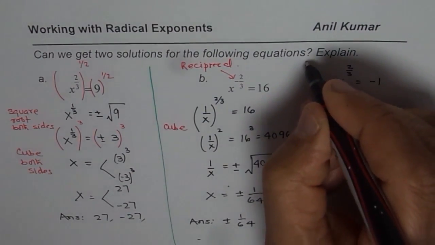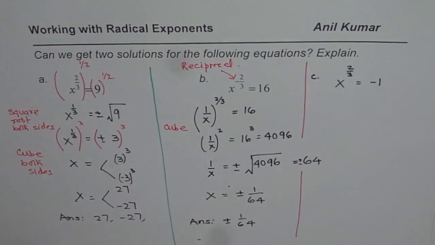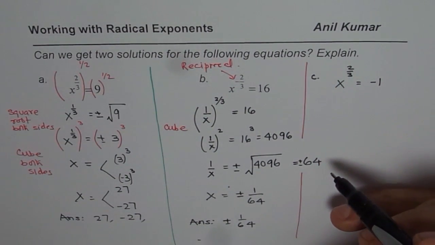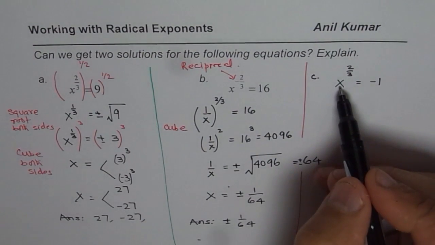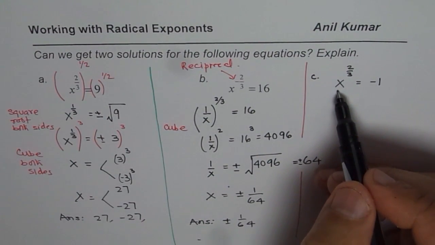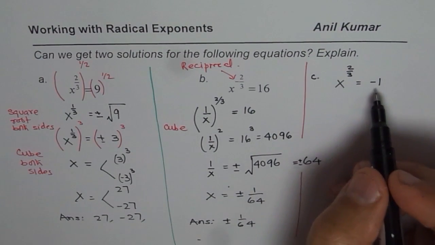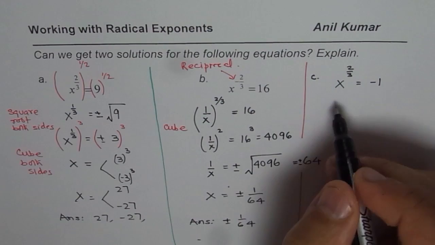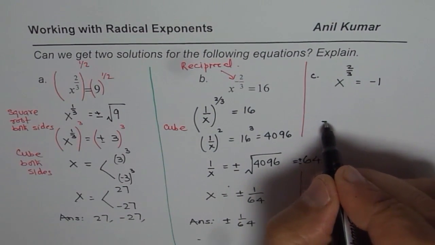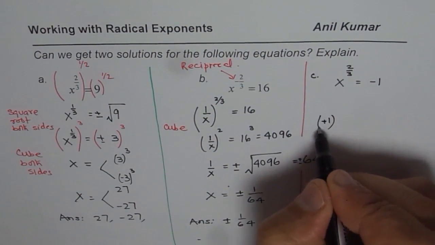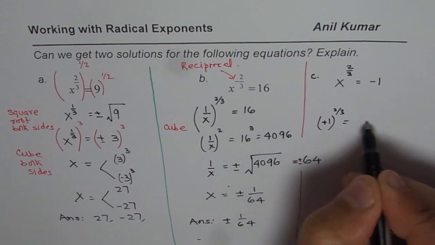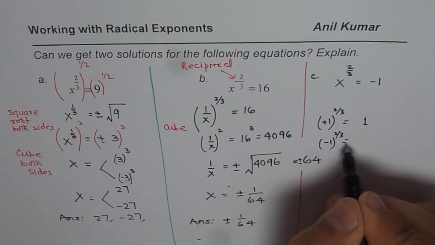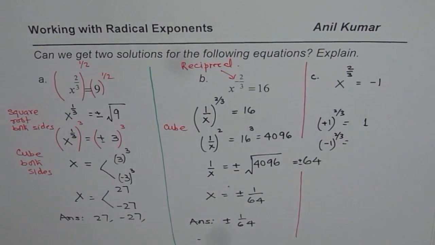Now here is the third question which I introduced, and there was a reason for that. x to the power of 2 over 3 equals minus 1. So if I write any number here, then what will happen? I'll never get a negative answer, will I? Let me check. Let us try 1, right? So 1 to the power of 2 over 3, we know will be 1. How about minus 1 to the power of 2 over 3?